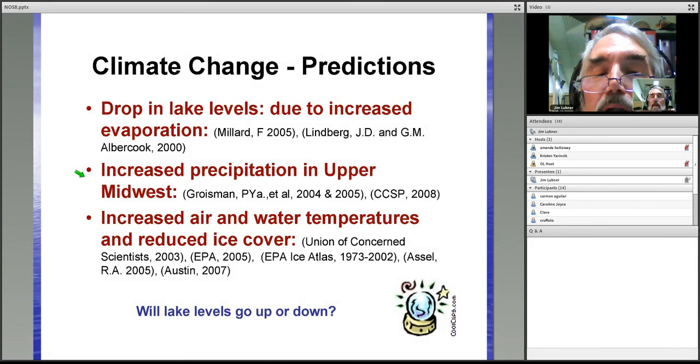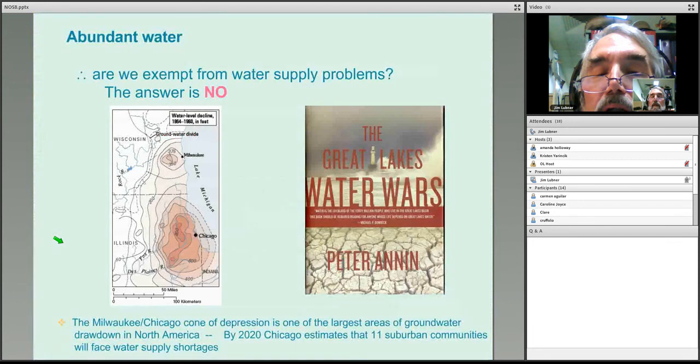What do we do with agricultural runoff that may increase? And then this whole increased air and water temperature, reduced ice cover, which probably has effects on human health, certainly on energy usage, increased air conditioning usage, etc. And one of the other issues is, can we divert our fresh drinking water from the Great Lakes drainage basin to other parts of the continent that are not in the Great Lakes drainage basin?